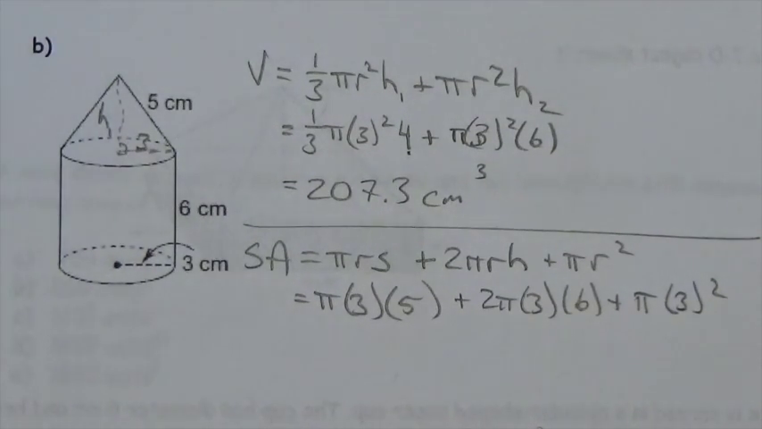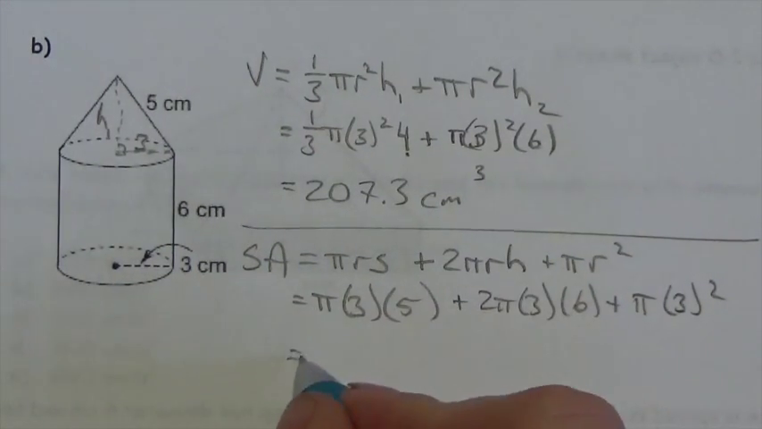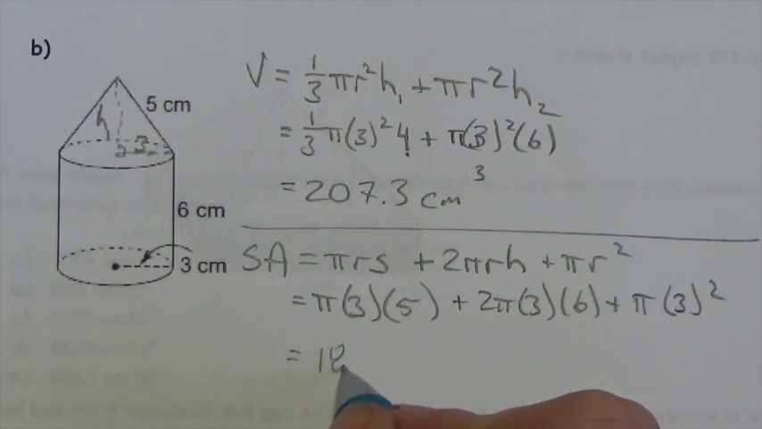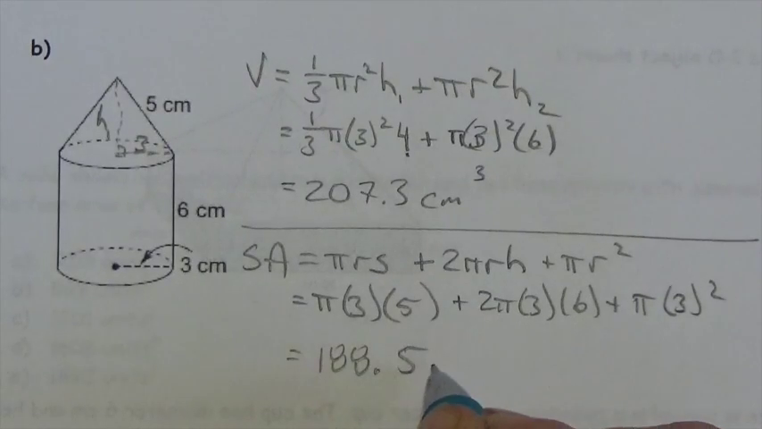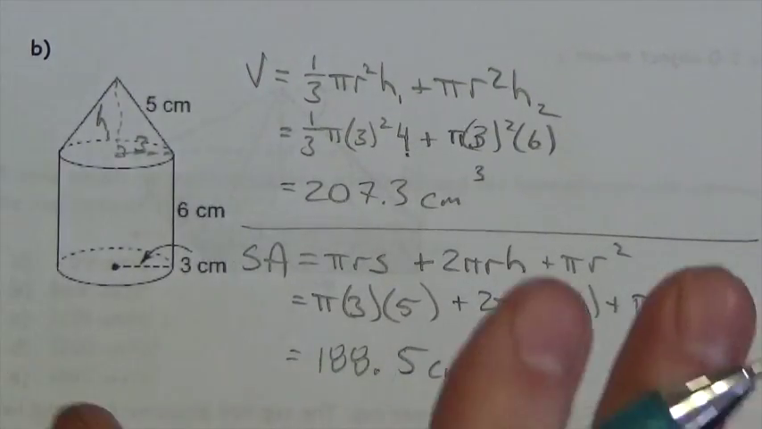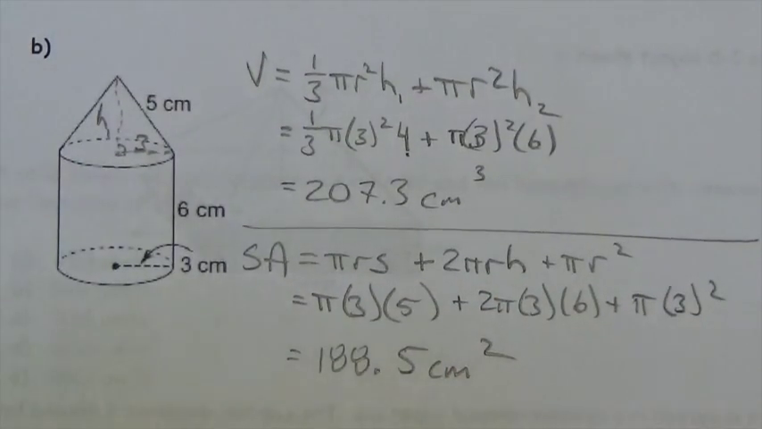Now I just enter that all into the calculator. Pi times 3 times 5 plus 2 times pi times 3 times 6 plus pi times 3 squared. And to the nearest tenth, I get 188.5 centimeters squared. And there you go.